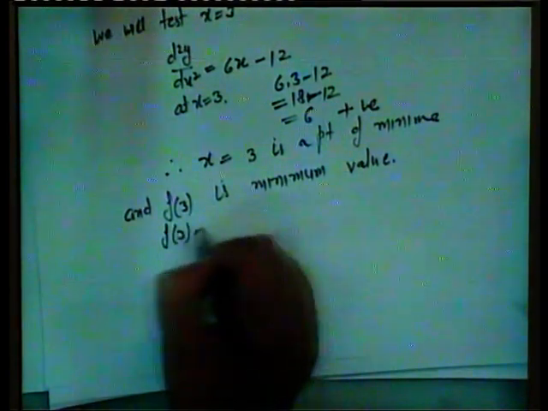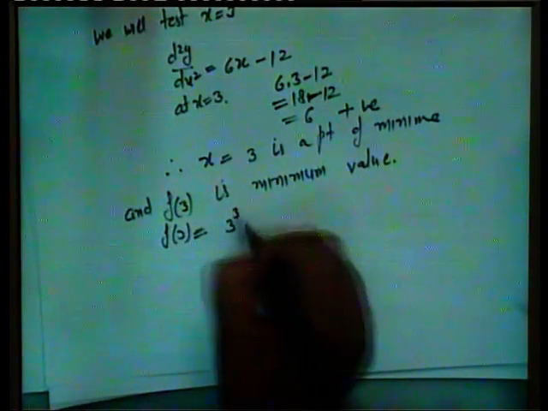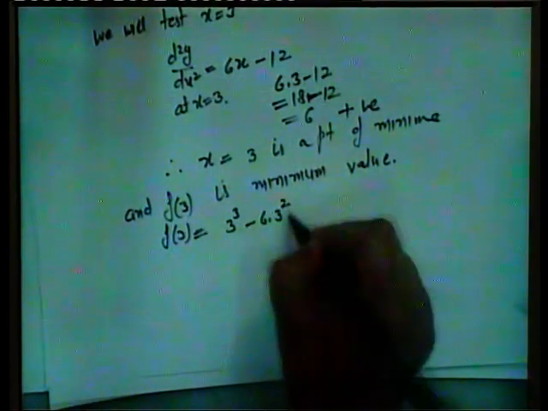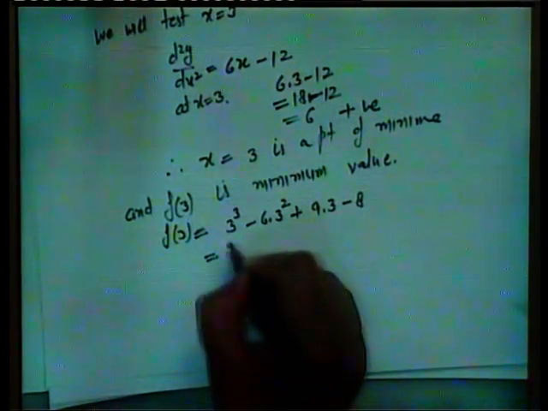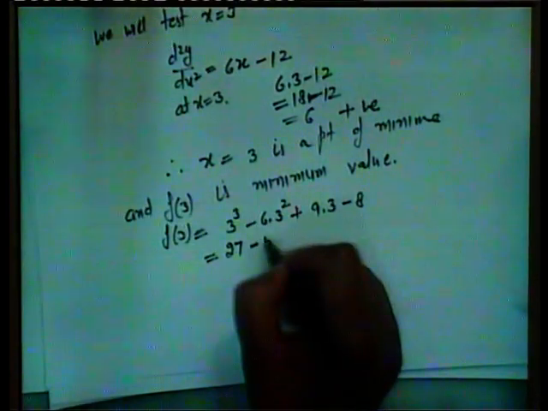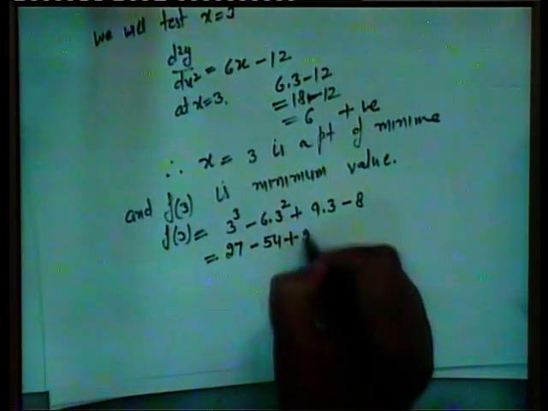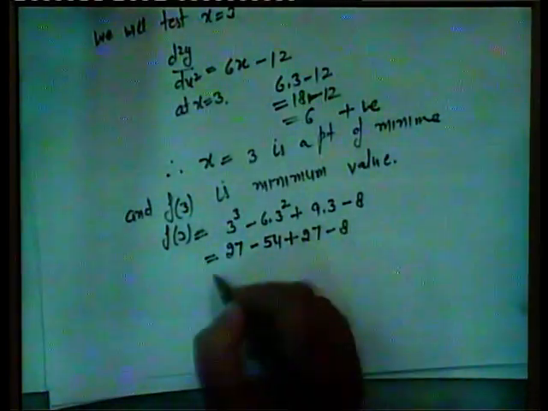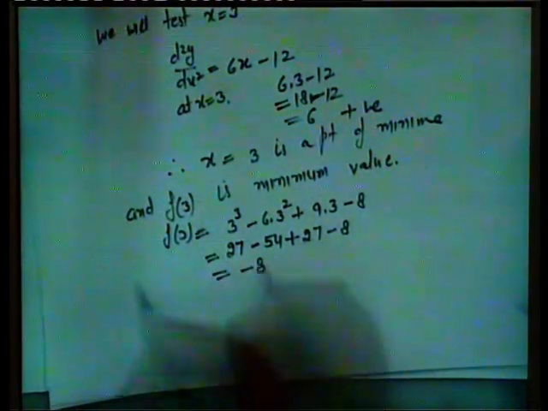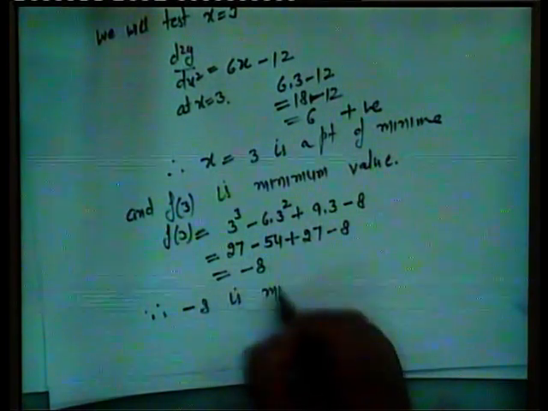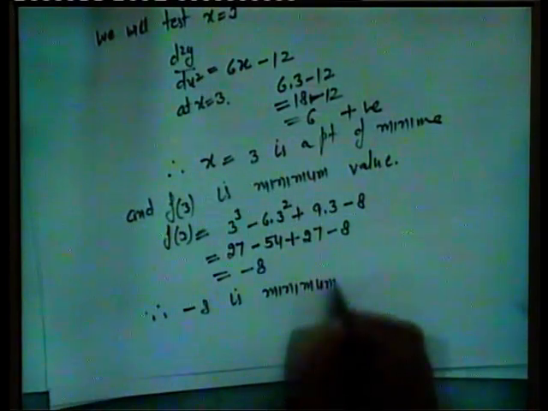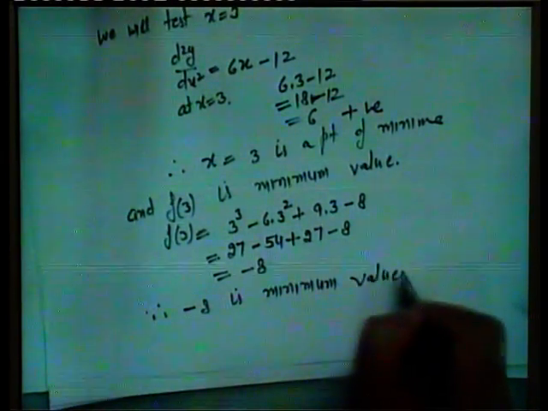f(3) is equal to 3 cube minus 6 into 3 square plus 9 into 3 minus 8. 27 minus 54 plus 27 minus 8. This is minus 8. Therefore, minus 8 is the minimum value. Now, we will discuss another question.